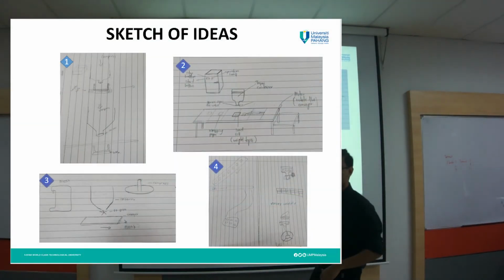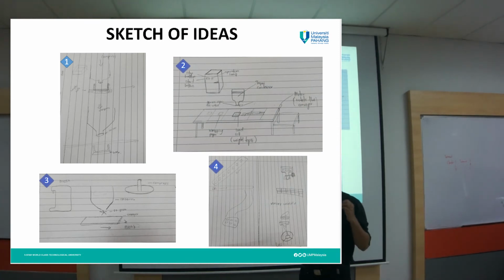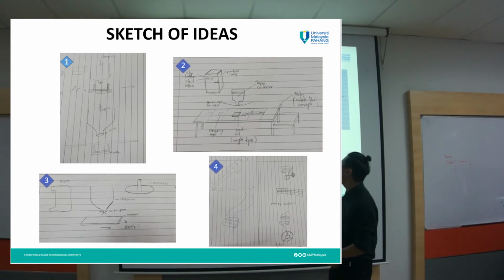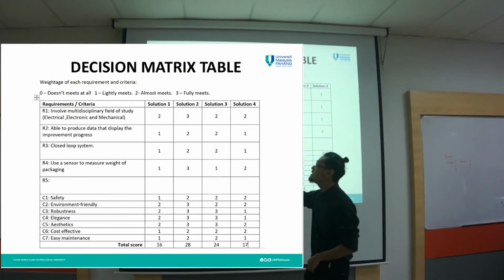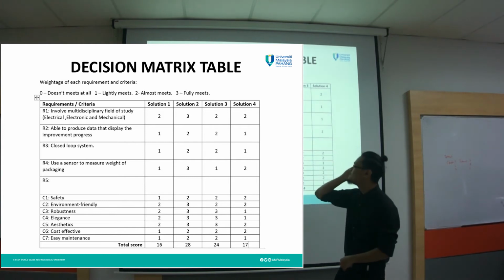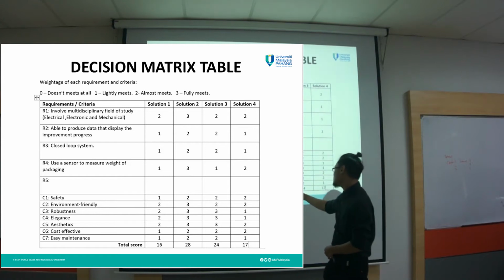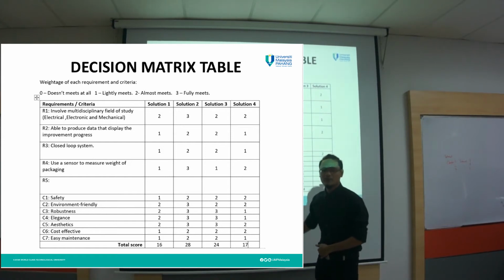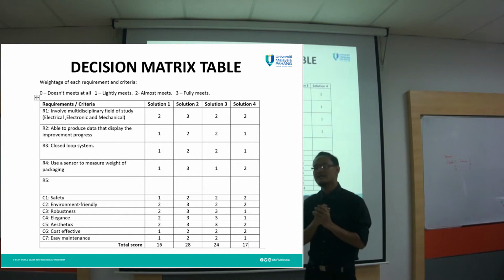Okay, this is what we drew for our brainstorming to design our machine. As you can see, we have 4, which is 1, 2, 3, and 4. So we chose number 2 because it is more suitable for our problem. So this is our decision matrix table. As you can see, solution 2 obtained more points, so it is the best for us.